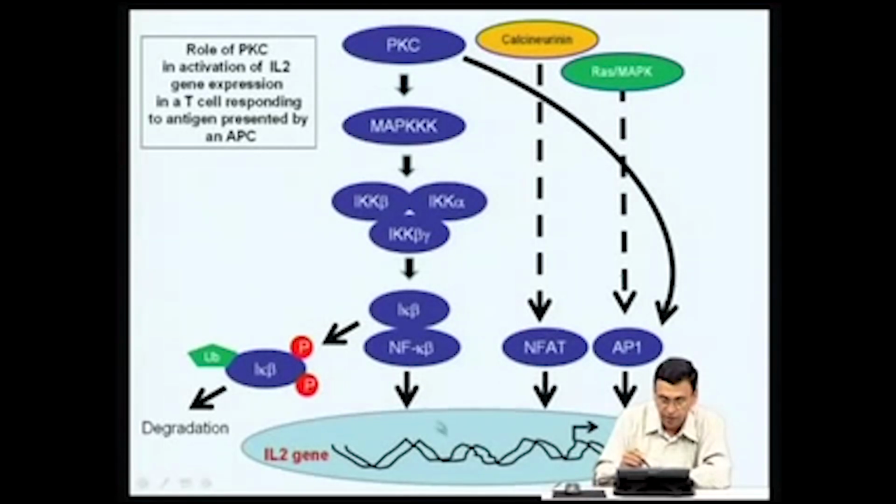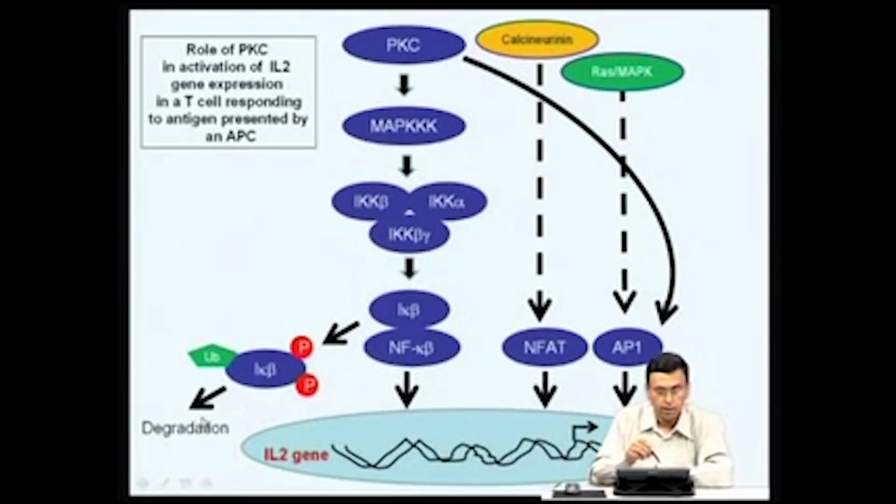Now, for the efficient activation of the IL-2 gene, it has to be activated not only by NF kappa B, but also by other transcription factors like NF-AT, AP1 and so on and so forth. So, the promoter of the IL-2 gene contains binding sites for all these 3 transcription factors: AP1, NF-AT and NF kappa B.